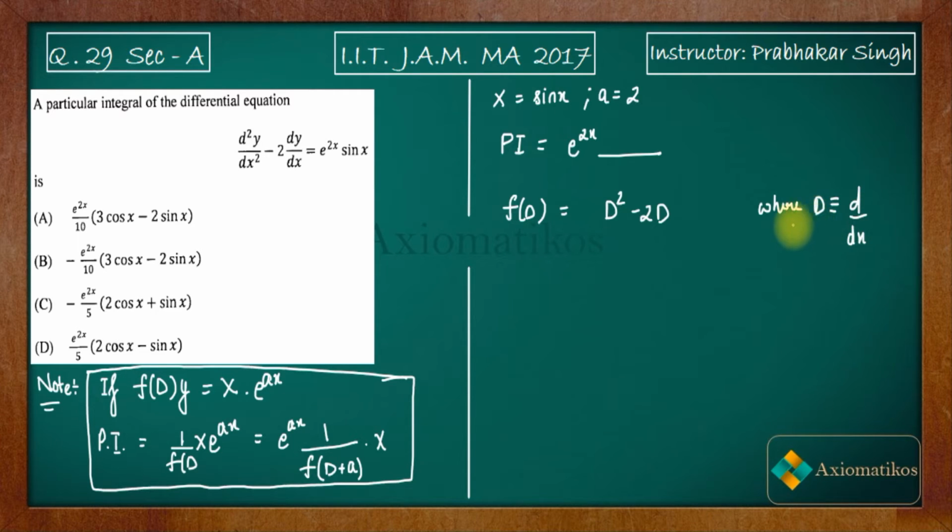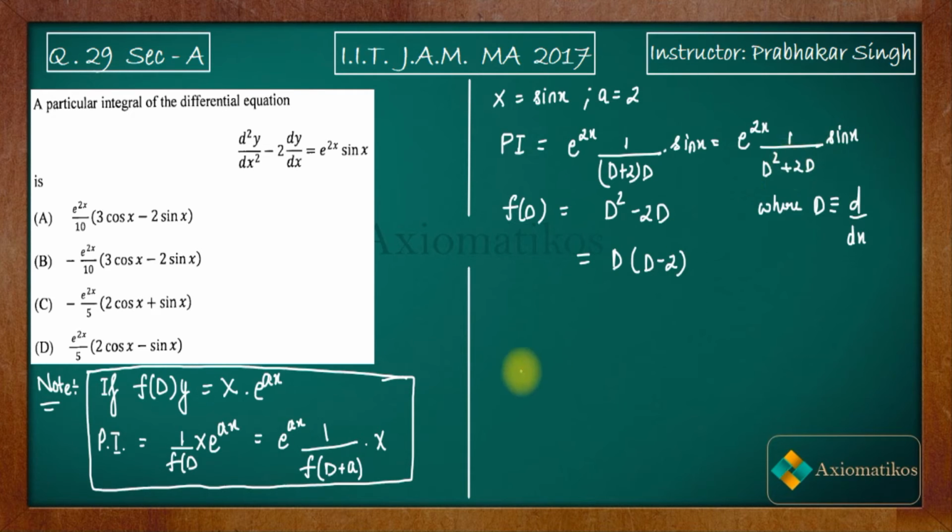It is a differential operator. You can take D common out of it. Now f(D) is this, so what will be f(D + a)? D is replaced by D + 2, so we get (D + 2)(D + 2 - 2), which is (D + 2)D. Then we have sin x. So we have e^(2x) over D squared plus 2D, and then sin x.